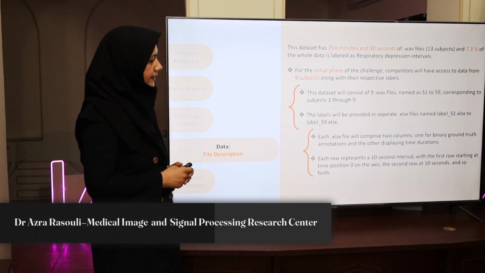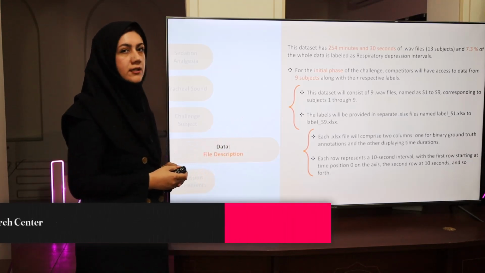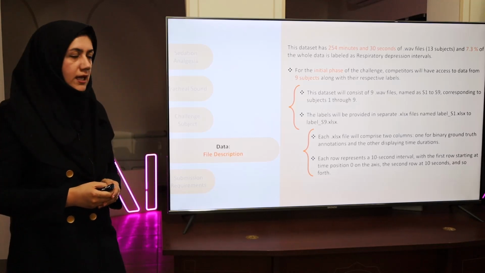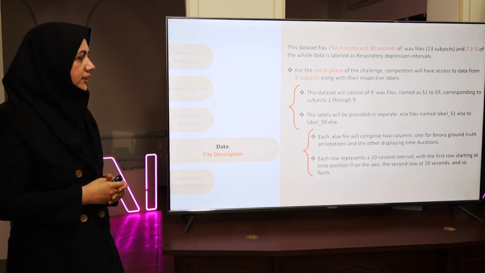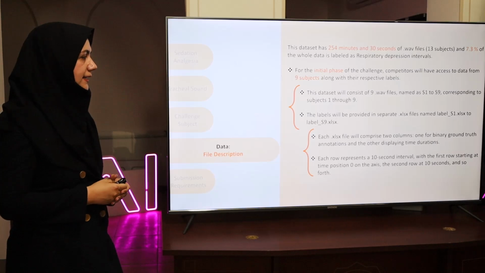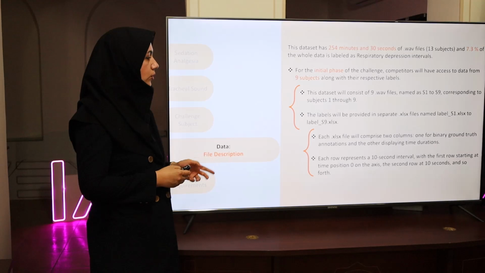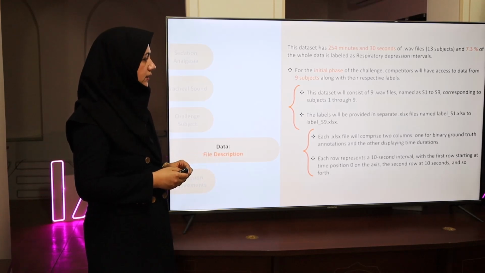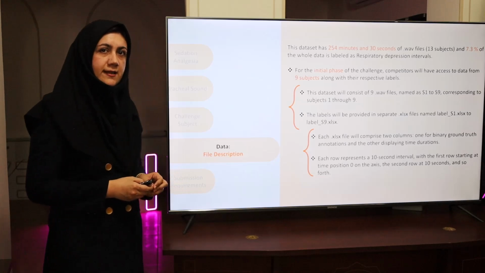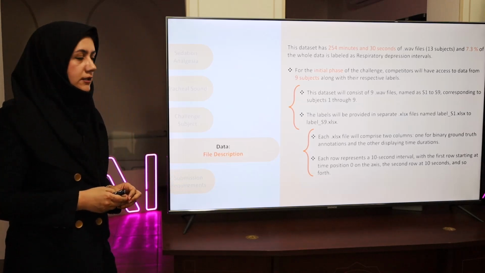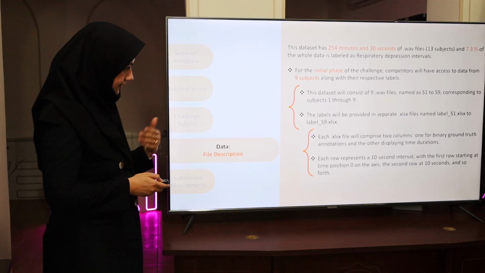About the labels, each Excel file will comprise 2 columns, one for binary ground truth annotations and the other displaying time durations. Each row of the Excel file represents a 10-second interval, with the first row starting at time position 0, and the second row at the time of 10 seconds, and so forth.